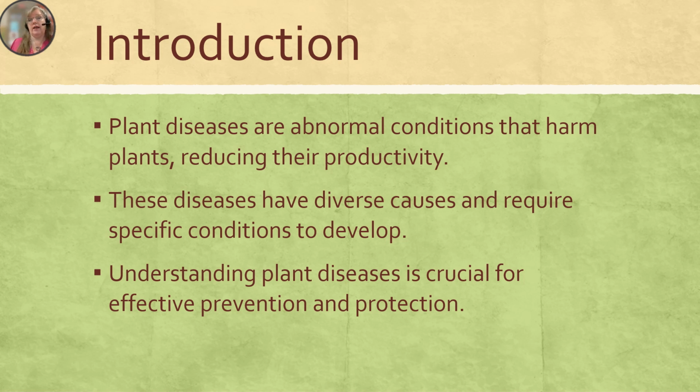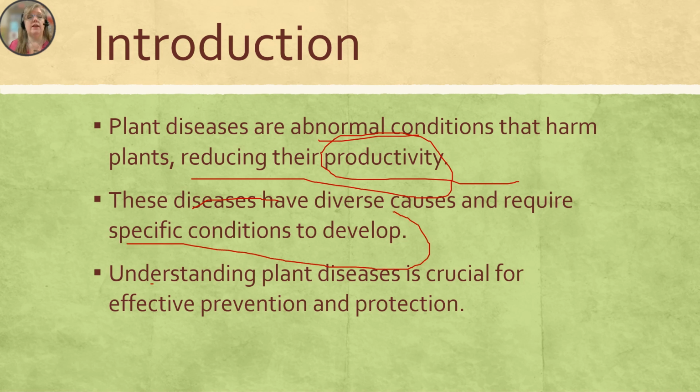Any plant disease is an abnormal condition that's going to harm the plants, reducing their productivity. Again, if you're thinking agriculture, we're thinking how much corn or how much wheat you're going to be able to make. So it's going to reduce their productivity. These diseases have diverse causes and they require specific conditions to develop. The disease can't even develop if you don't have the right conditions. So if you keep it out of the right conditions, you won't get any diseases. And so understanding these plant diseases is going to be crucial for effective prevention and protection.